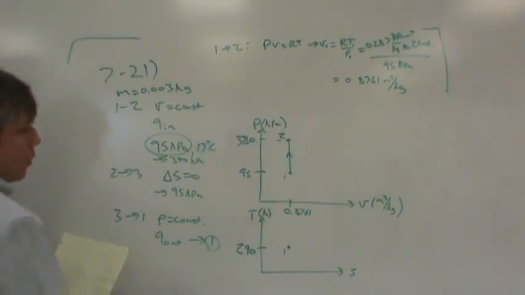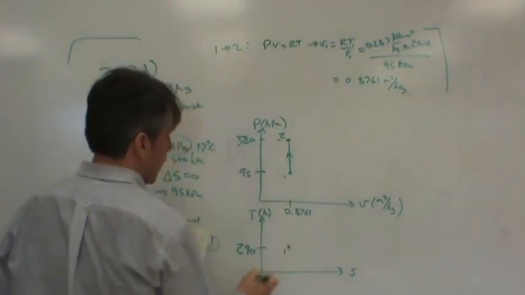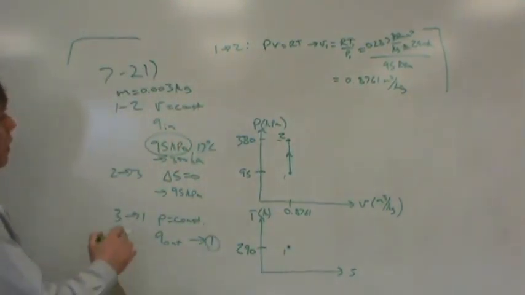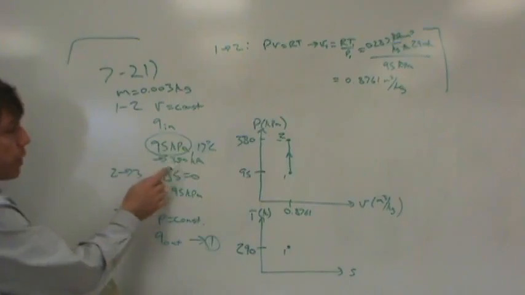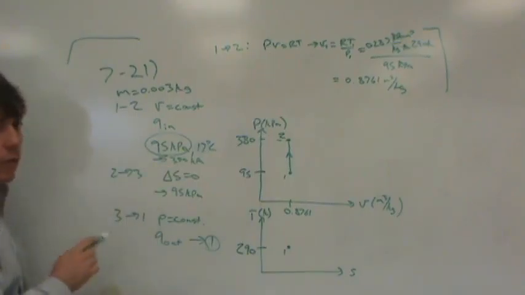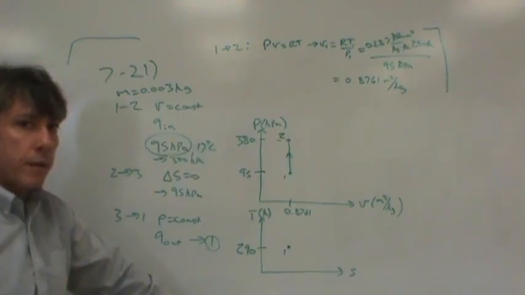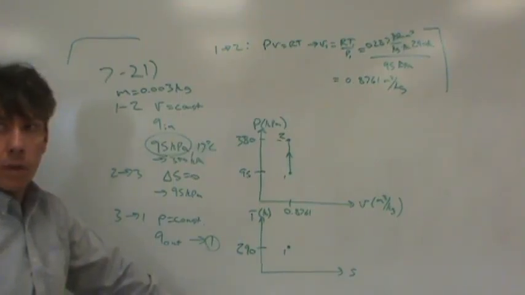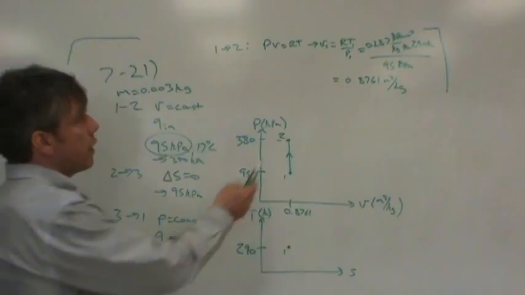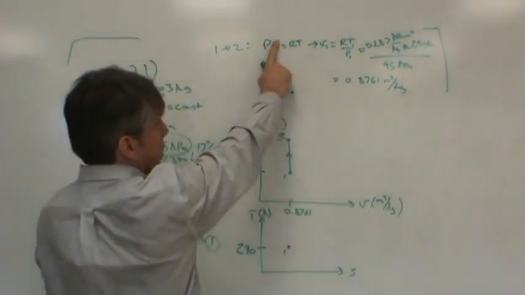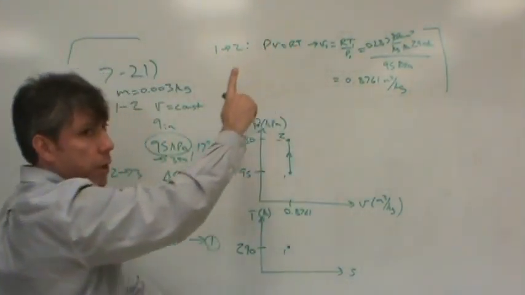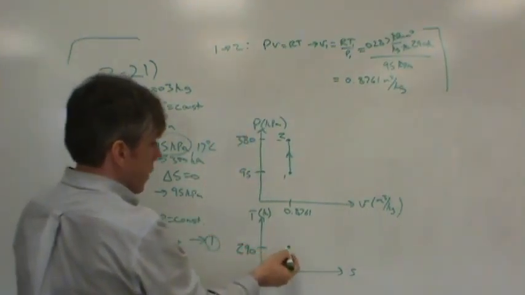Now, we're going to move from state 1 to state 2 on the TS diagram. We know that the pressure increased. We know the volume remained constant. So should the temperature go up, go down, stay the same? It should go up, right? If you look at the ideal gas law, if the volume remains constant and the pressure goes up, the temperature better go up, right? So, yeah, the temperature should go up.